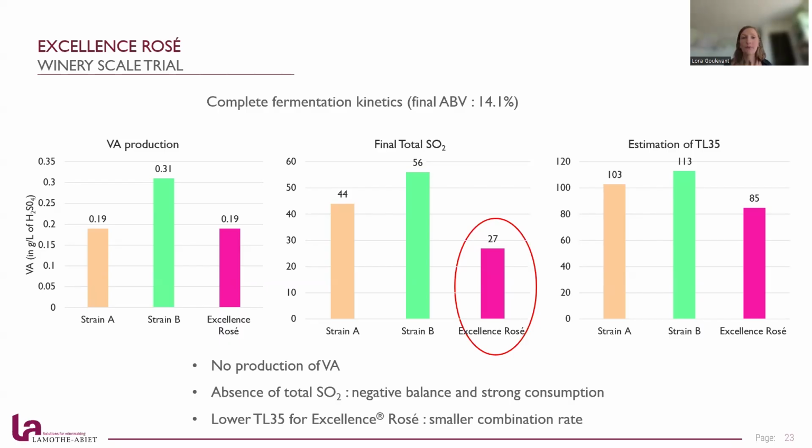And then the TL35 is a very interesting analysis we do. So TL35 is the amount of total SO2 we need to add in order to reach 35 ppm of free SO2. So what we observe is the combining power of the SO2. So that means that for the strain A and B, for example, we need to add more SO2 to reach 35 ppm of free SO2, compared to the Excellence Rosé, where there are less combining molecules in the wine, in the must, and the SO2 you will add will be more efficient.